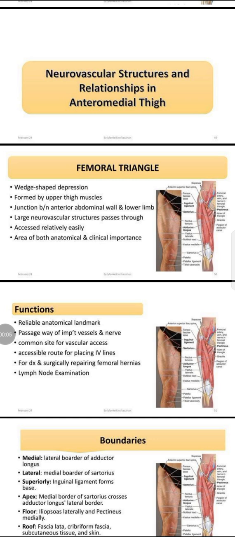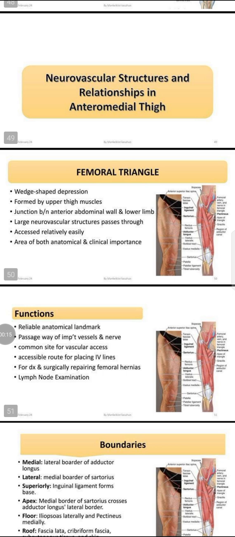So today let's look at the femoral triangle. We've already looked at the anterior, posterior, and medial compartment muscles of the thigh. One of the most important structures that we have to look at is the femoral triangle. This is simply a wedge-shaped depression that is formed by the upper thigh muscles. It is on the anterior thigh, and it's a junction between the anterior abdominal wall and the lower limb.